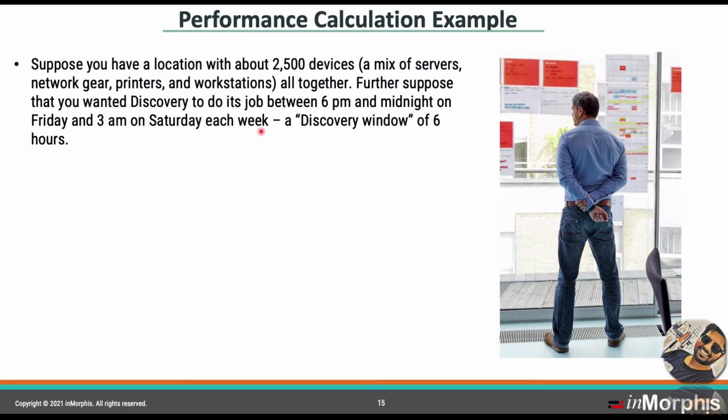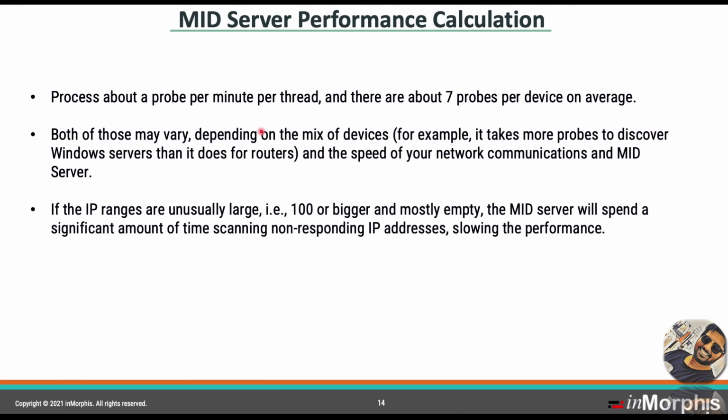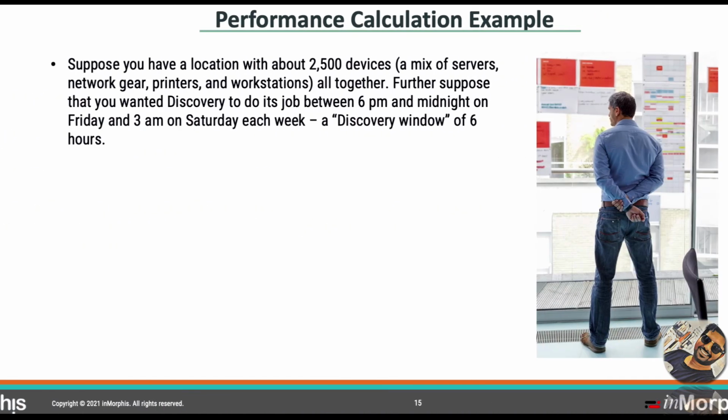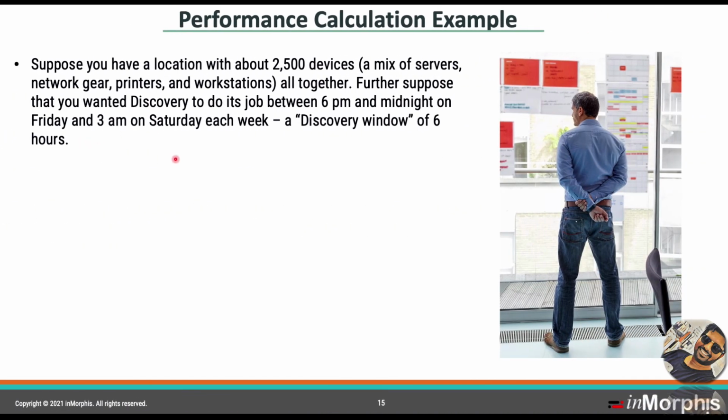I'll not show you the answer, but you should think from this perspective: a process is a probe per minute per thread, and there are 7 probes per device on average. How many mid servers will you require, or what is the total time you will require? How will you calculate that, or calculate the performance? Just take 2 or 3 minutes, work on it, then I'll show you the solution.